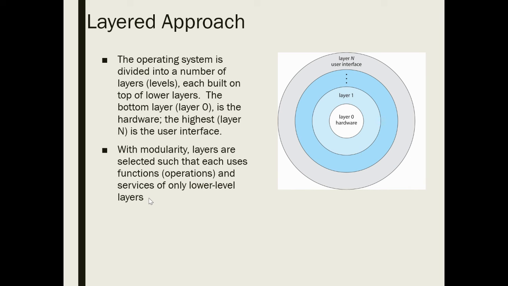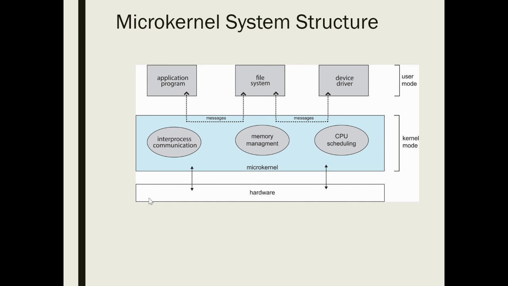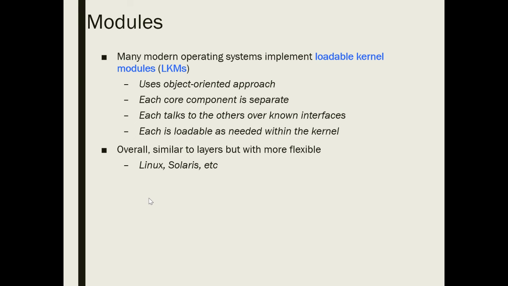Similarly, we can have a layered approach also. We can have different layers of operating systems. Then there are microkernels, which are like a kernel, but moved into the user space. The benefits are that they are easy to extend, easier to port, more reliable, and more secure. The limitation is the performance overhead of user space, as it will be a part of the user space. Okay, so we'll not see this in more detail.